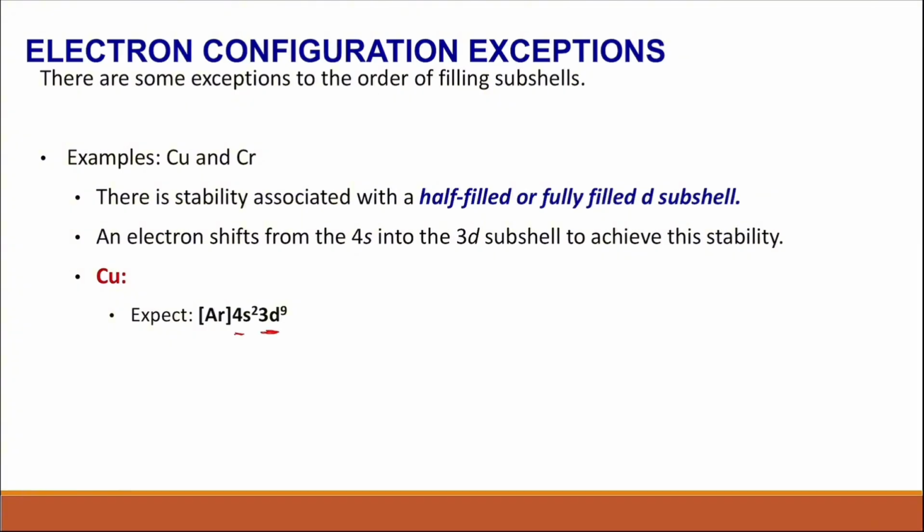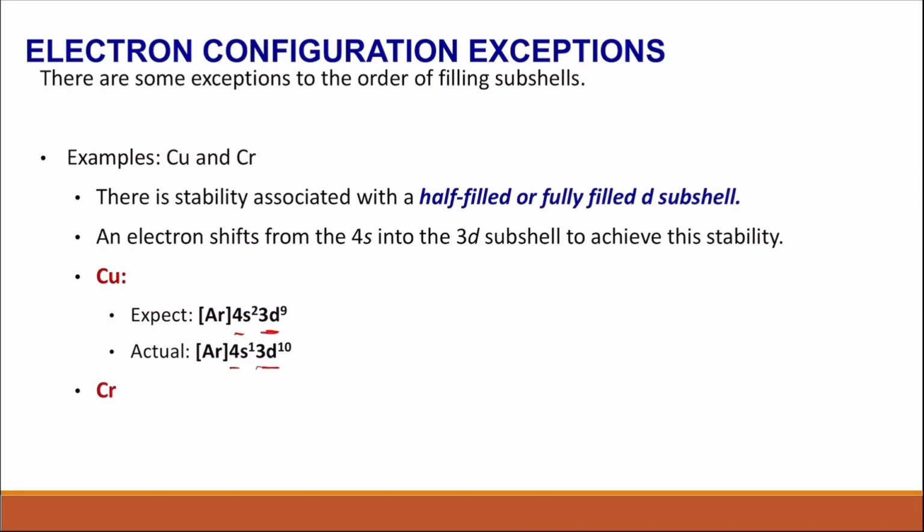We said that the 4s is filled before the 3d because the 3d has higher energy, or the 4s has lower energy. But actually what happens is that one electron moves from the 4s into the 3d, because now we achieve a full d subshell. This gives more stability to the copper. So when they ask you about the electronic configuration of copper, you have to put it as 4s1 3d10.